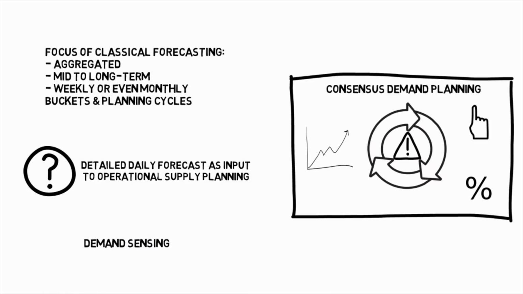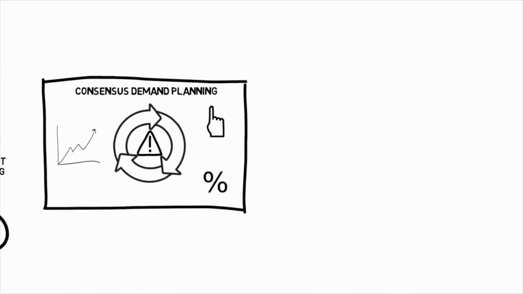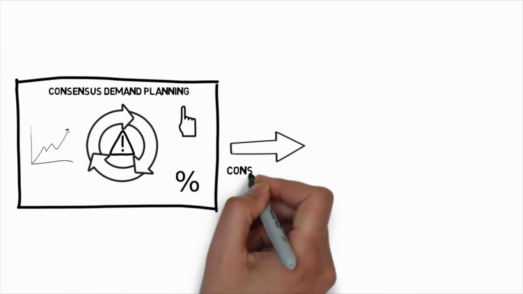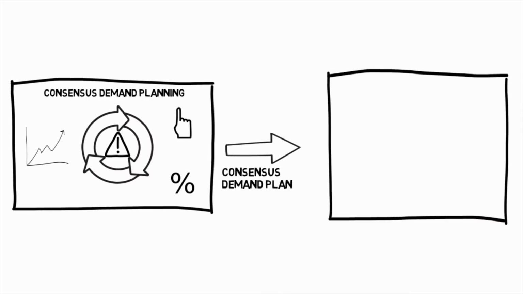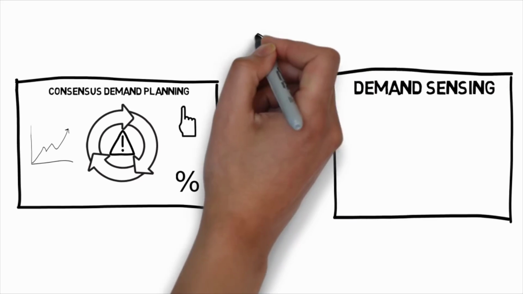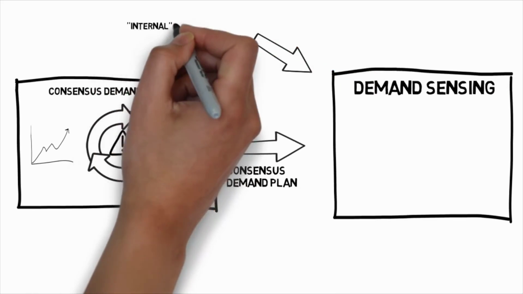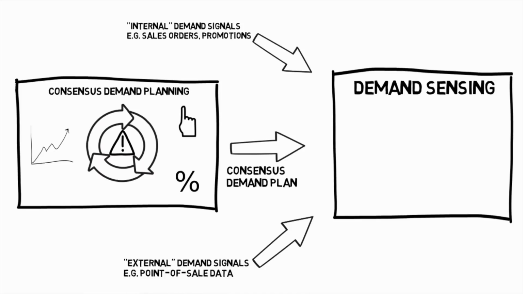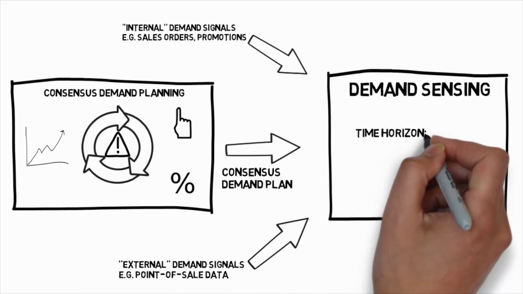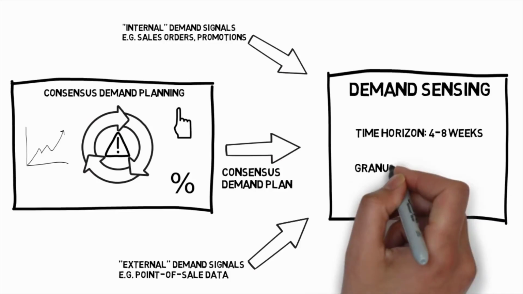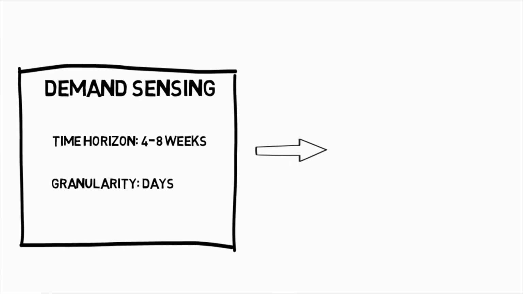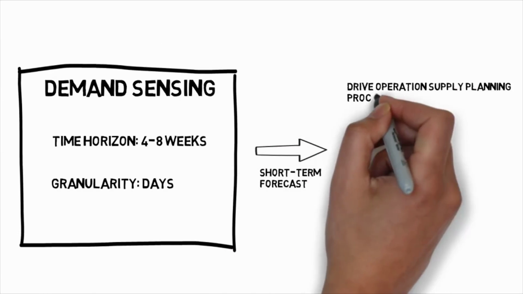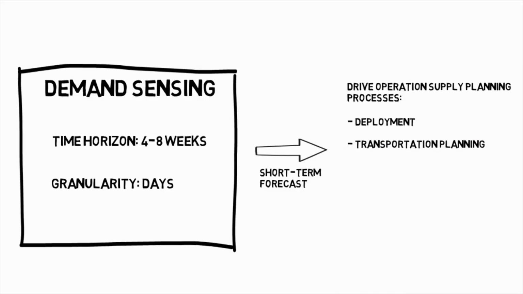The answer is demand sensing, as an extension to the classical forecasting. Demand sensing leverages several demand signals like the consensus demand plan, plus additional company internal demand signals like deliveries, sales orders, open orders, and promotions, as well as external demand signals like point of sales data. Demand sensing then creates, via pattern recognition techniques, a short-term forecast in daily granularity for the next 4 to 8 weeks. This fully automated process drives right deployment and transportation decisions.